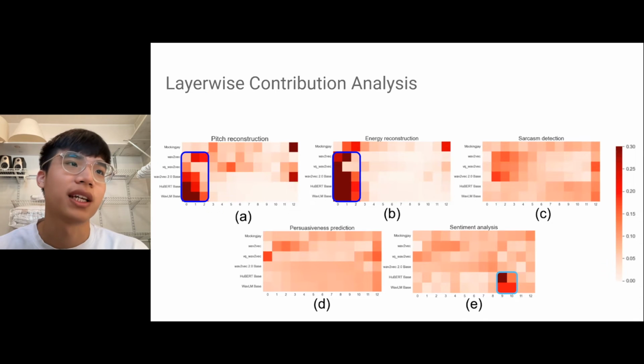For the classification tasks like sarcasm detection and persuasiveness prediction, in figures C and D, the distribution of the layer contribution is smooth, suggesting that both prosody information and content information are important for sarcasm detection and persuasiveness prediction. But for sentiment analysis, we can see a very high contribution in the later layers for the HuBERT model and the WavLM model, since previous work has already shown that later layers in HuBERT mostly extract content information. The analysis indicates that SA might only need content information to perform well.